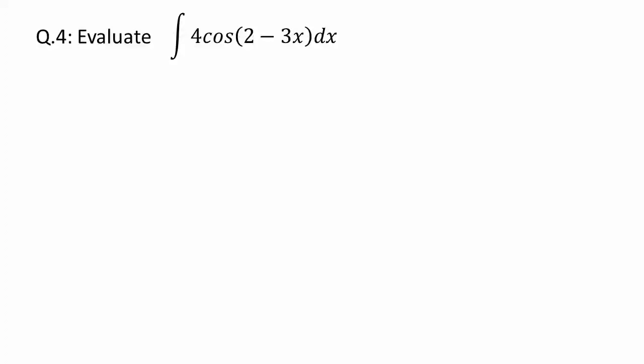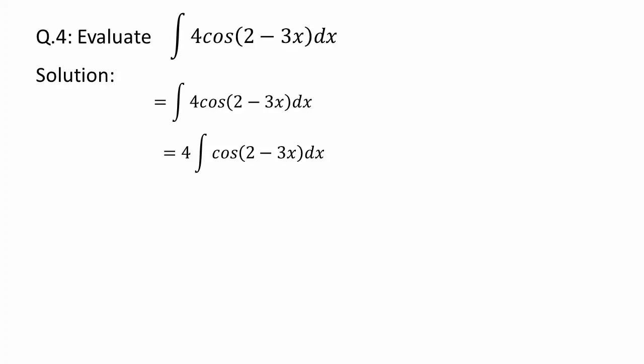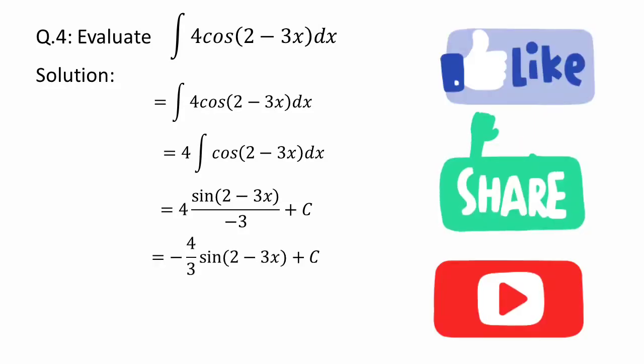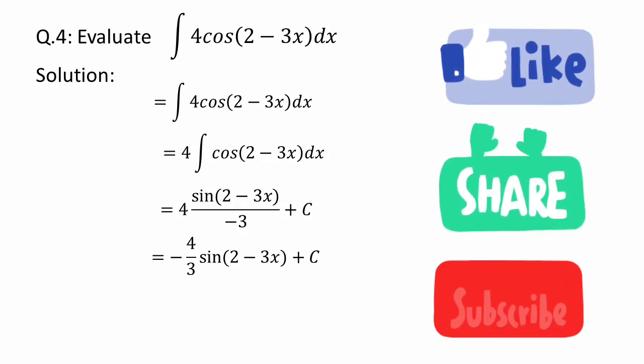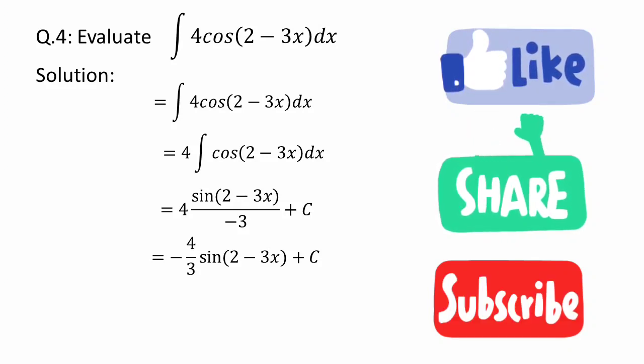Next question is, evaluate the integral of 4 cos of 2 minus 3x dx. Here 4 is a constant number, so we can write 4 integration of cos of 2 minus 3x dx. As we know that integration of cos is sin, so 4 sin of 2 minus 3x divided by minus 3 plus c, which is equal to minus 4 by 3 sin of 2 minus 3x plus c.